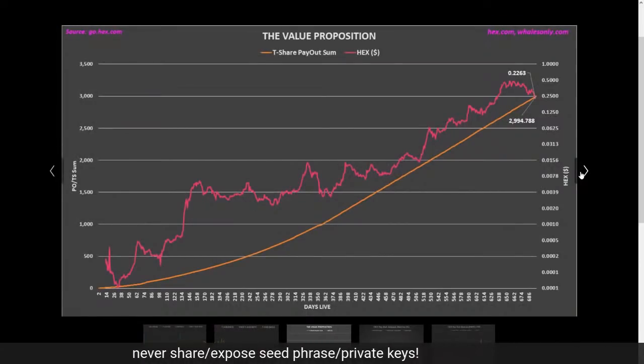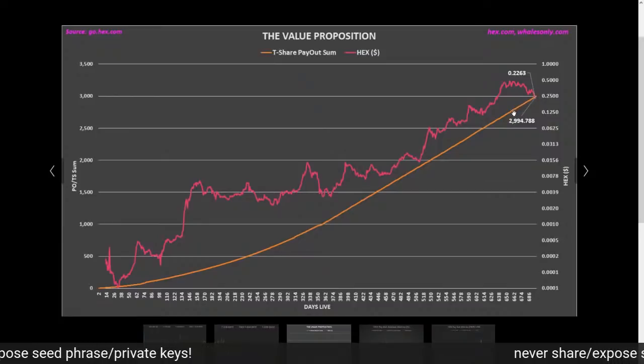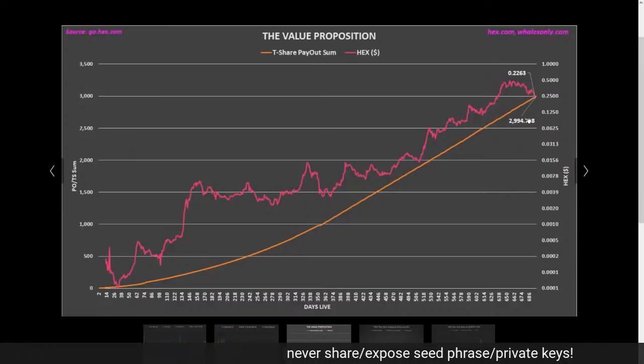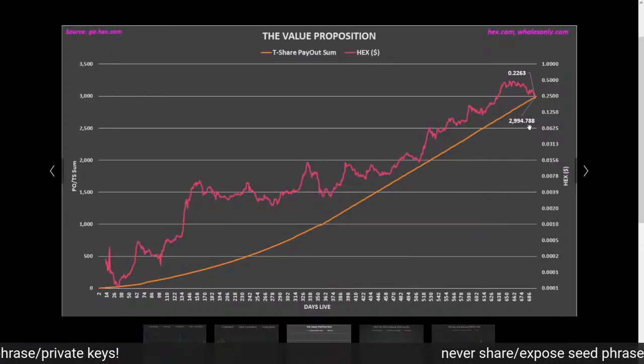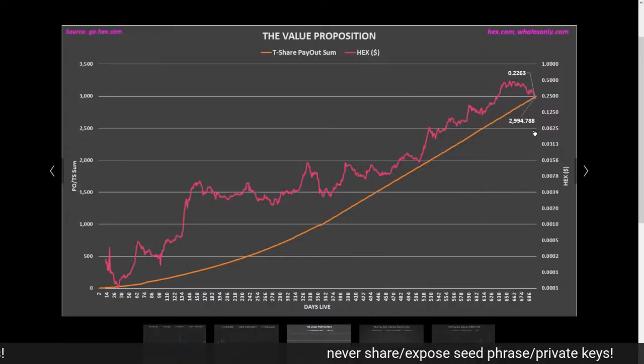And this chart is a T-share payout sum line relative to the Hex price. This orange line is essentially the quantity of Hex paid out per T-share since inception. So we're almost at 3,000, just 6 Hex away. We're probably going to hit that tonight with 5.75 as the average, right? That's going to take us over the 3,000 Hex mark.